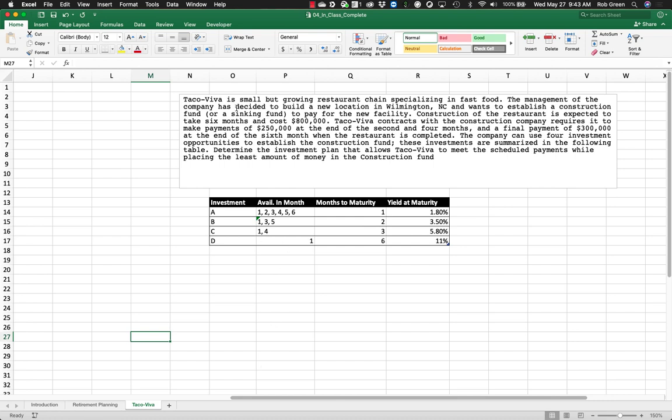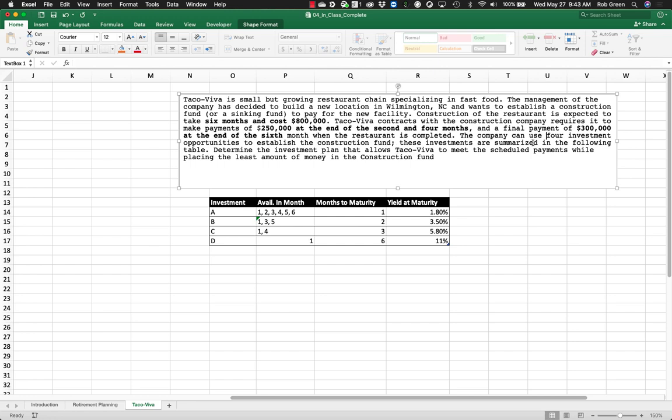Taco Viva is a small but growing restaurant chain. They have a construction fund or a sinking fund to pay for a new facility they're building. Construction of the restaurant is expected to take 6 months and cost $800,000, right? So it's going to take 6 months. It is going to cost $800,000. Taco Viva contracts with a construction company, requires it to make payments of $250,000 at the end of the second and fourth months, and a final payment of $300,000 at the end of the 6th month when the restaurant is completed. The company can use 4 investment opportunities to establish the construction fund.